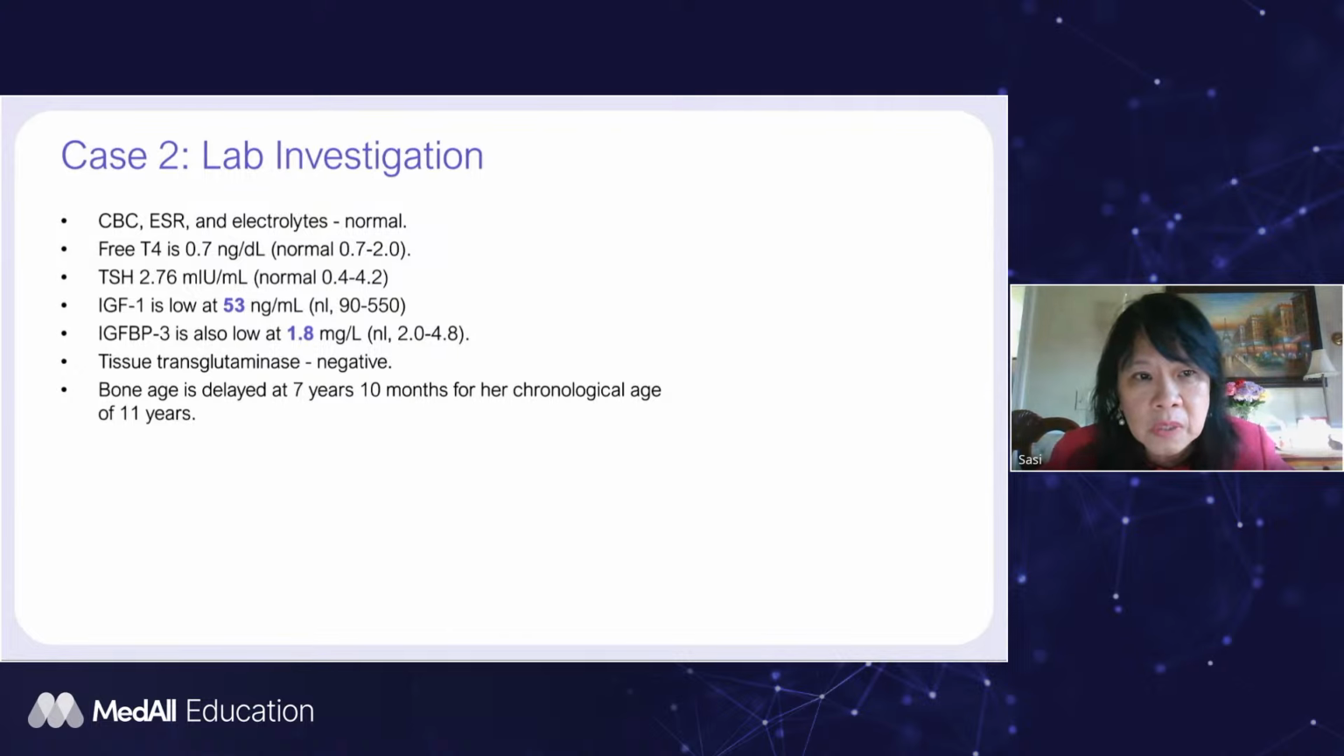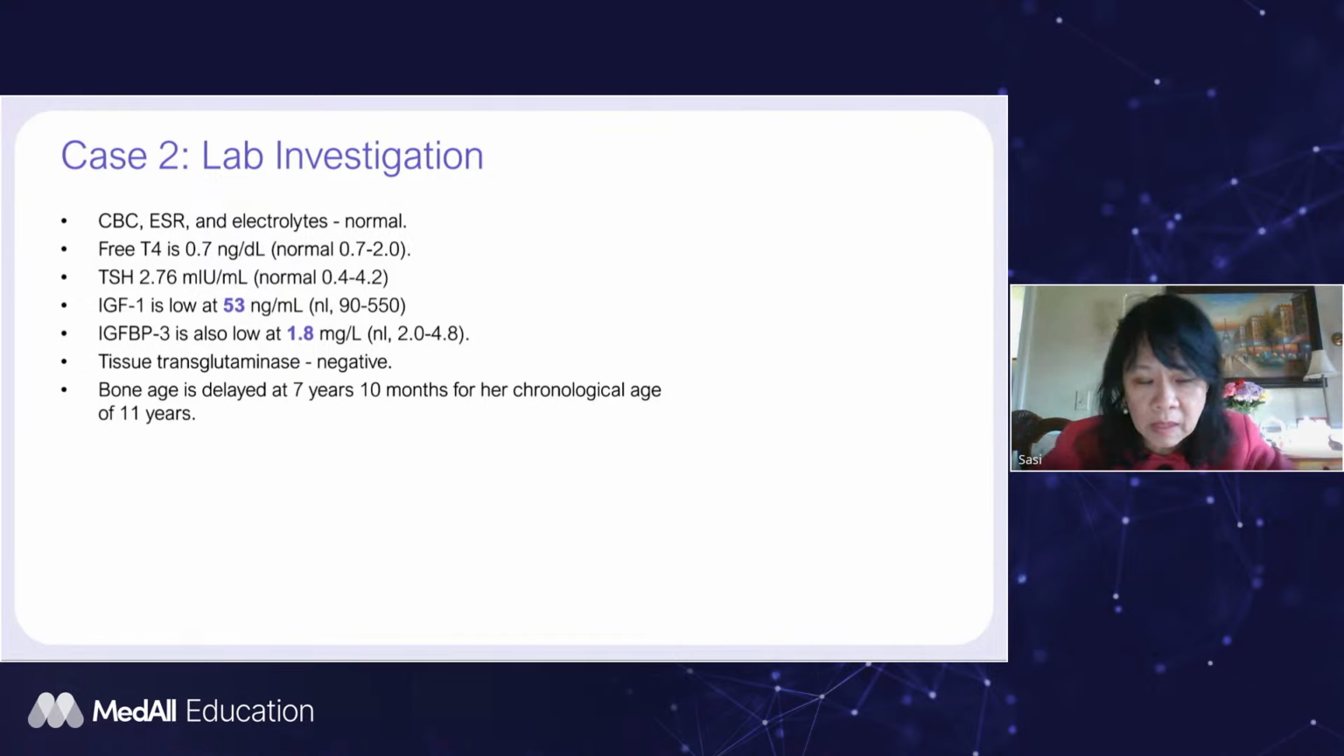Her free T4 was borderline, at the bottom end of normal range. And her IGF-1 is low at 53, and IGF binding protein 3 is low as well. And her bone age is delayed at 7 years, 10 months for her chronological age of 11 years. So this child, I'm very concerned about her significant short stature with low IGF-1 and IGF binding protein 3.